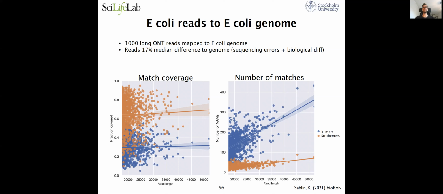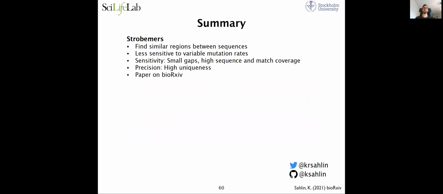The other aspect is the number of matches. And we looked at the number of distinct matches across the reads, meaning that we merge overlapping strobemer matches and k-mer matches. And we could see that the strobemer matches also are much fewer. This means that in general, strobemer protocols produce longer contiguous matches on the reads to the genome, which is beneficial when evaluating candidates.